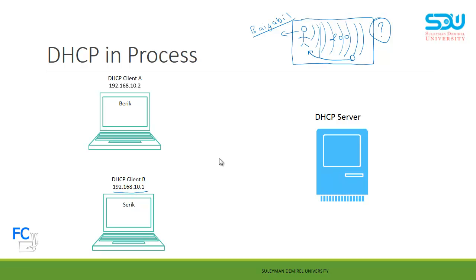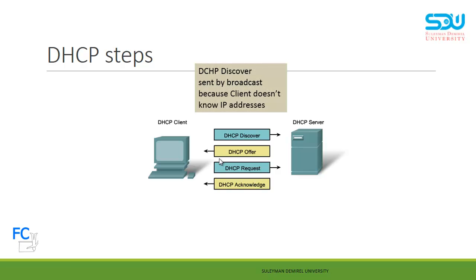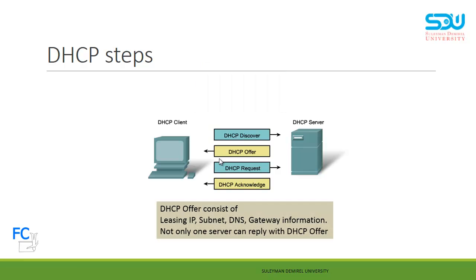Now let's take a look at a more detailed example of the DHCP steps. We have 4 steps. In the first step, our client sends a broadcast to all the members inside the network. Only the DHCP server will give the reply, and the reply consists of the IP address, subnet mask, DNS server's IP address, and the default gateway information.